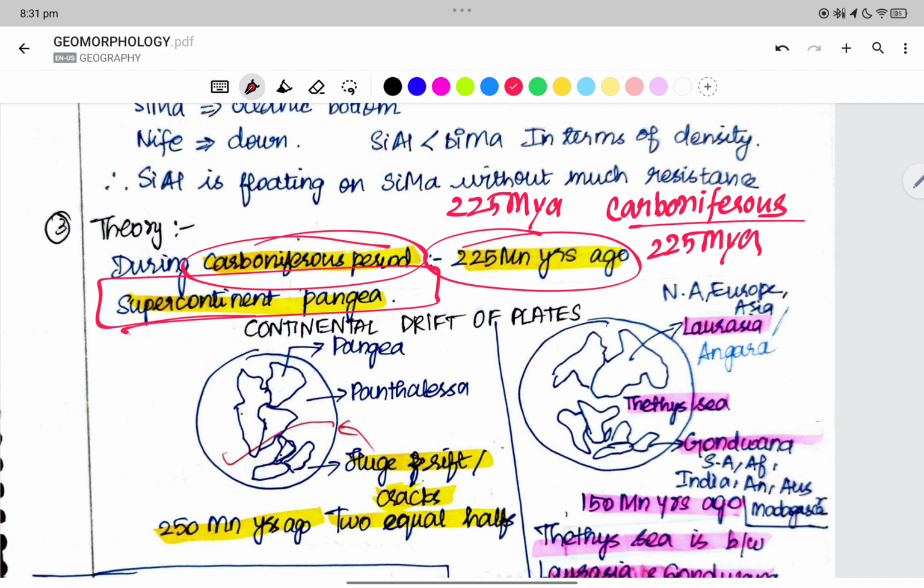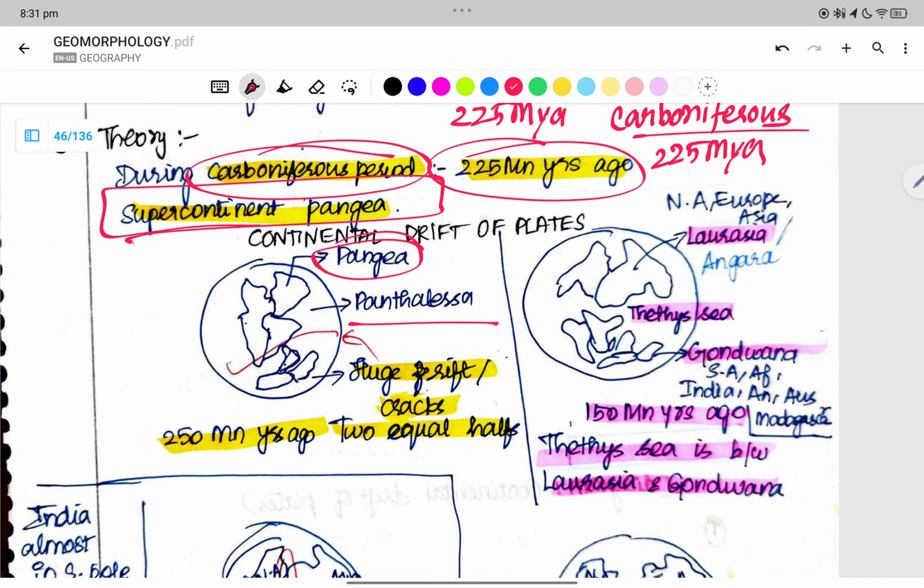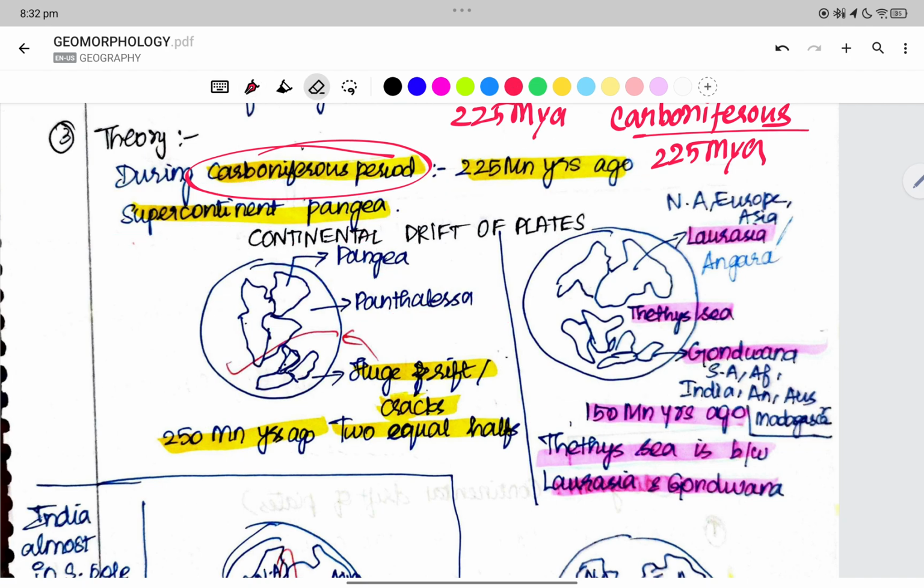There was a supercontinent called Pangaea, and Panthalassa was the water body, right? Every continent was connected together into a single landmass. Now, 250 million years ago, there was a huge rift crack, and Pangaea broke into two parts called Laurasia and Gondwana.